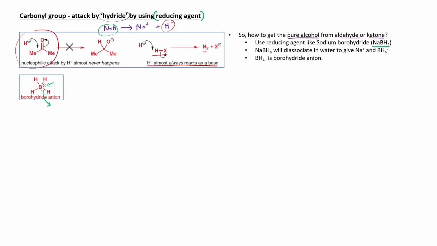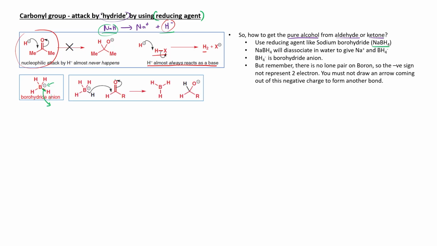So for borohydride to behave like a nucleophile, it needs to find an electrophile. So it's not free, in this case, like sodium hydride. Sodium hydride, you put in the water, it will dissociate. But for this borohydride ion, the two electrons in this bond, between boron and hydrogen, to be broken and attack another electrophile, it needs to find another electrophile.